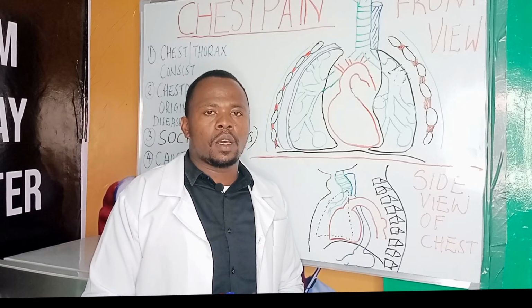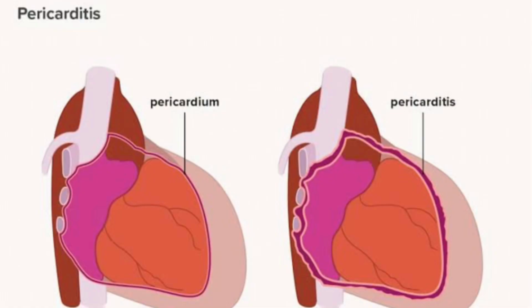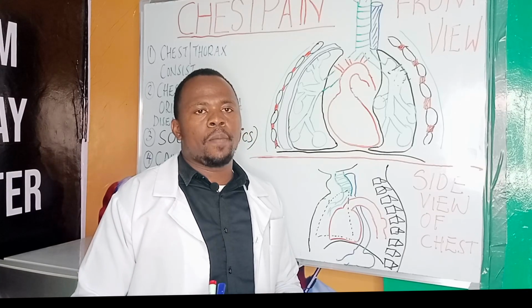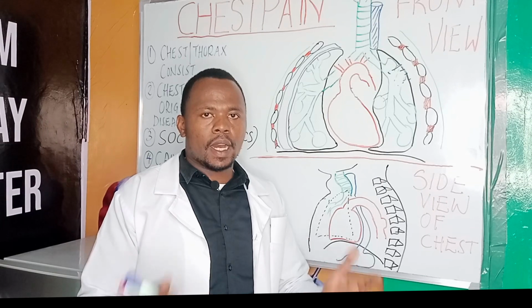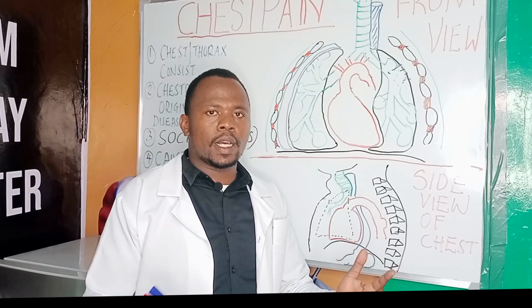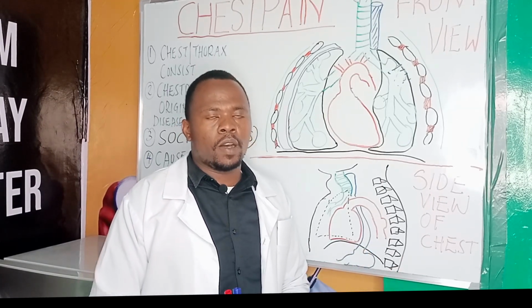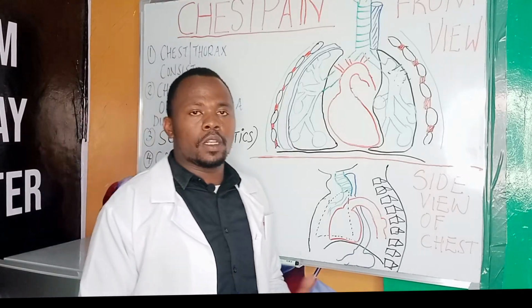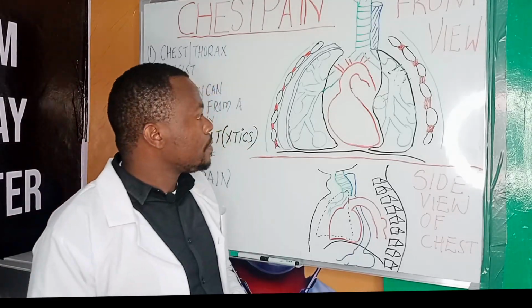And also the last one, we have pericarditis. Pericarditis is the infection and inflammation of the outermost layer, the sac. Your heart has a sac that usually covers it. This can get infected, resulting in chest pain.